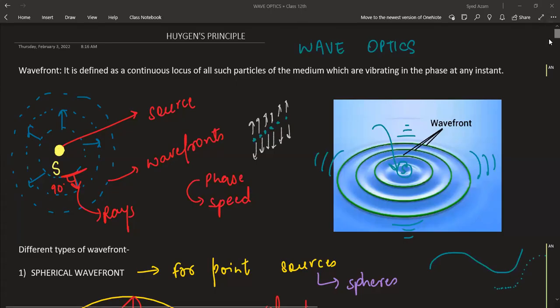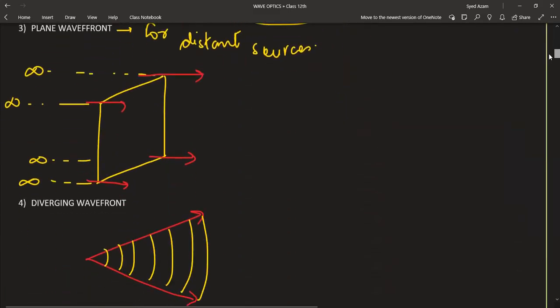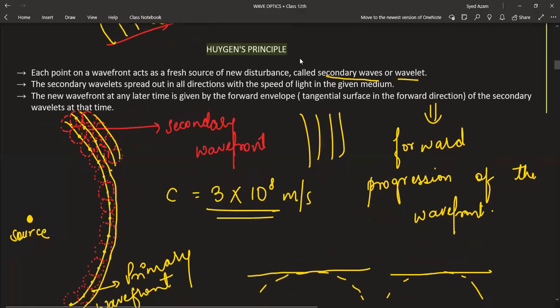And there are different types of wavefront. We saw the spherical wavefronts, the cylindrical, and the plane wavefronts. Then you have the diverging and converging too. And this is very important, the Huygens principle. Out of anything which you are practicing and performing from your wave optics, Huygens principle has to be there. And the proof of Huygens principle in terms of reflection and refraction, both are important.